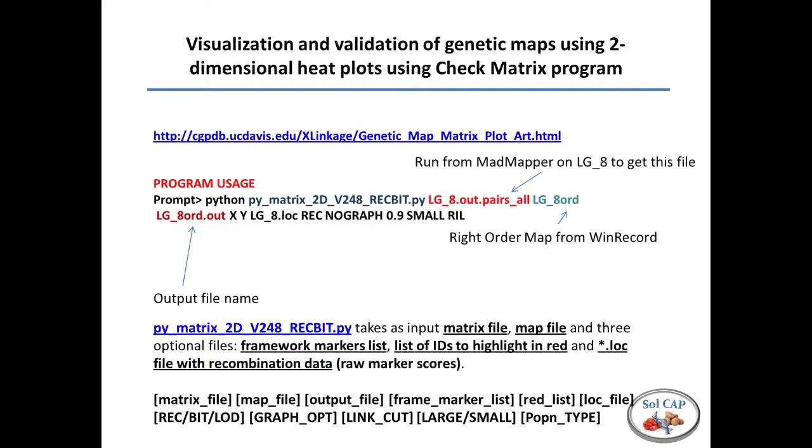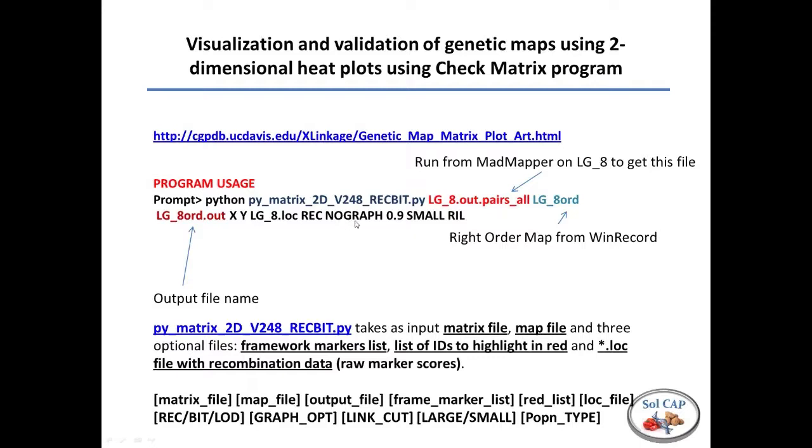Your input file, basically for your linkage group, and then basically, do you want the graph to be displayed based on recombination, bit scores, or LOD scores? If you go down here, those are the different options. So you could put rec, bit, or LOD here.